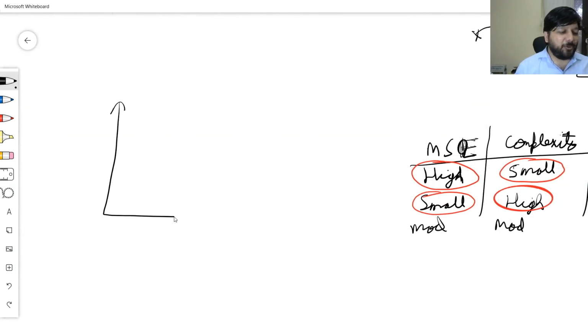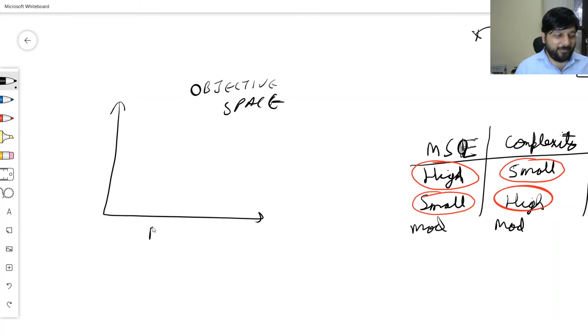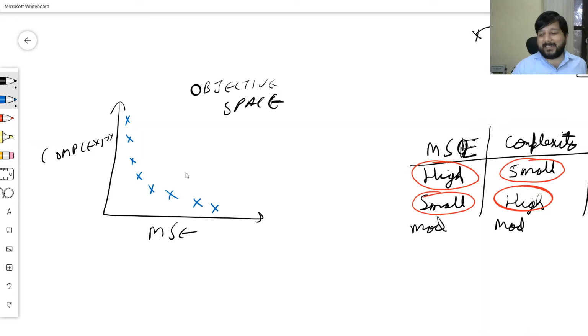And finally, I'm not showing the evolution in the decision space. Let's just show it in the objective space. So I have the mean square error and the complexity, and I'll get a Pareto front over here, diverse and non-dominated. Now the problem is that I finally need just one neural network. I don't need so many neural networks. Which one do I select?